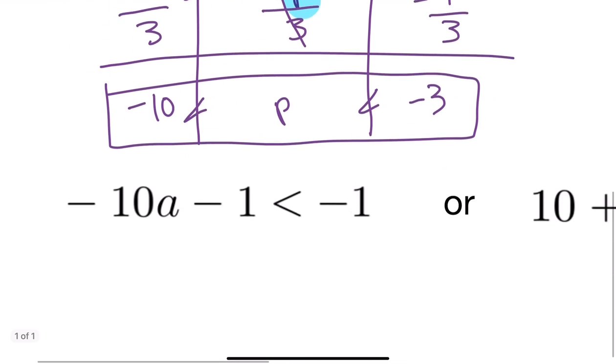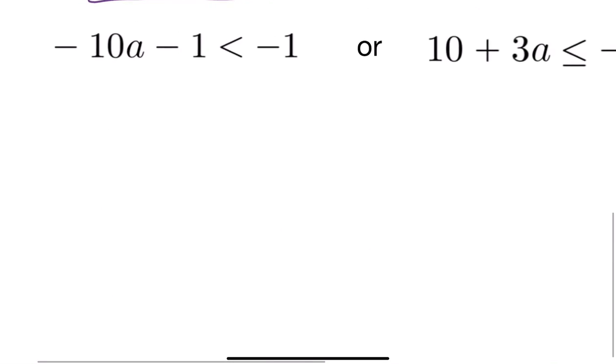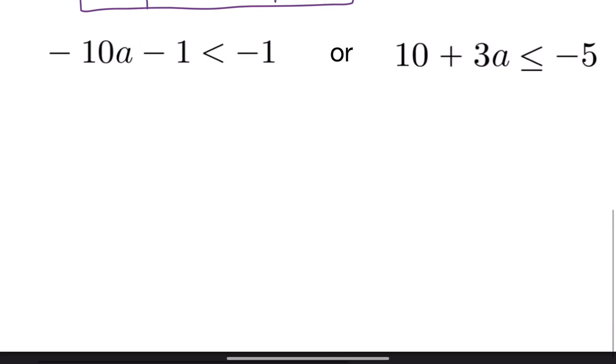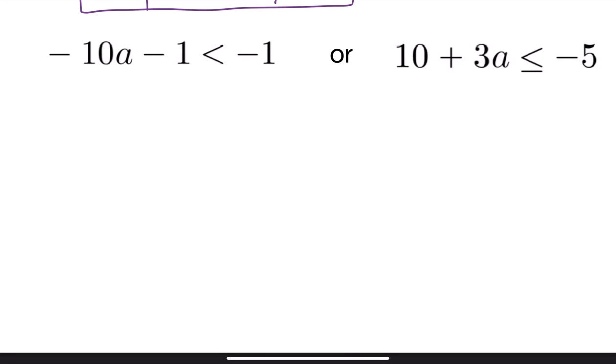Okay, last one. We have a big one. There we go. So we have negative 10a minus 1 is less than negative 1. And once again, this is an OR, so we got 2 problems here. Okay, start with this side. We got negative 10a minus 1 over here.